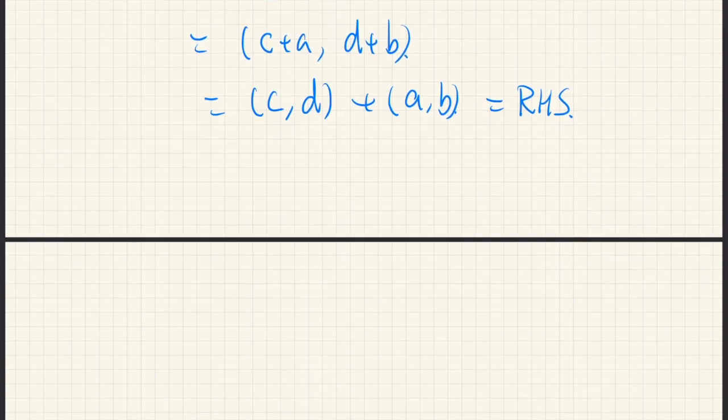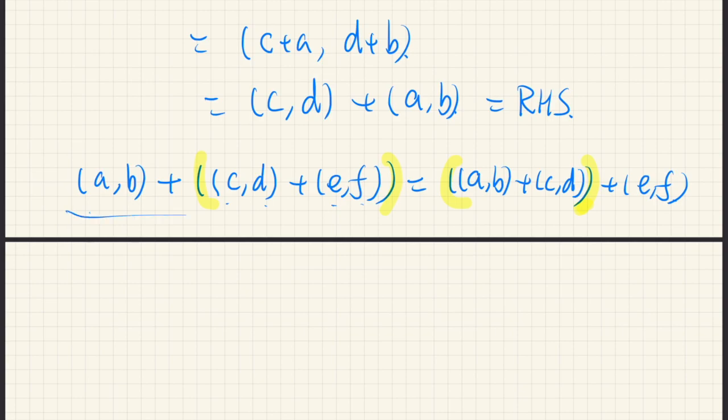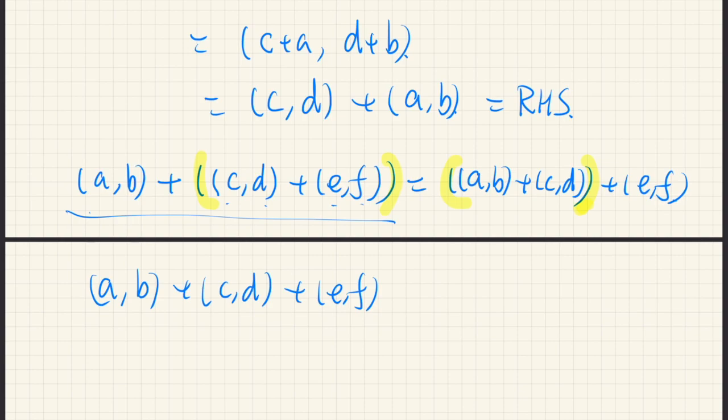And next, this addition is associative. That means if we have three pairs, (a, b), (c, d), and (e, f), then first we add (c, d) and (e, f), then to that we add (a, b). This is equal to first adding (a, b) plus (c, d), then to that adding (e, f). So this outer parenthesis can be moved to different places. Because of this, we can write this summation simply as (a, b) plus (c, d) plus (e, f) without extra parentheses. Okay, so this is associativity. Proving this is an exercise, you should try that.